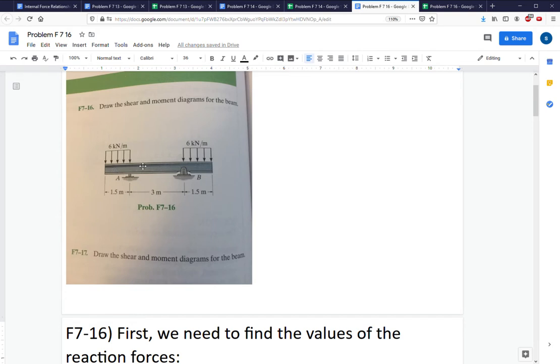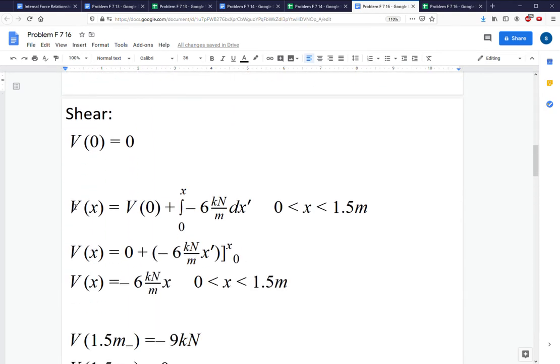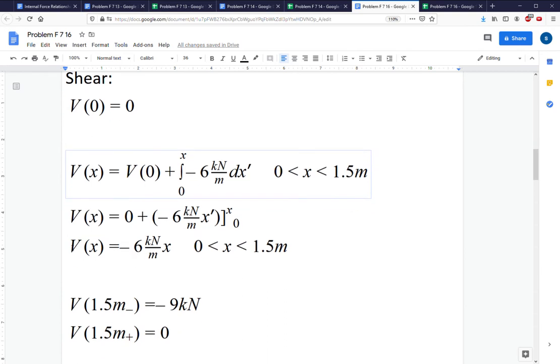Furthermore, we can break this beam up into 3 sections. This section right here, this section in the middle, and this section right here. For the leftmost section, we have shear of x is equal to shear of where it starts, plus the integral from 0 to x of the w function. Integrate that, evaluate it, and we get that the shear function is equal to negative 6 kilonewton meters x, from 0 to 1.5 meters.